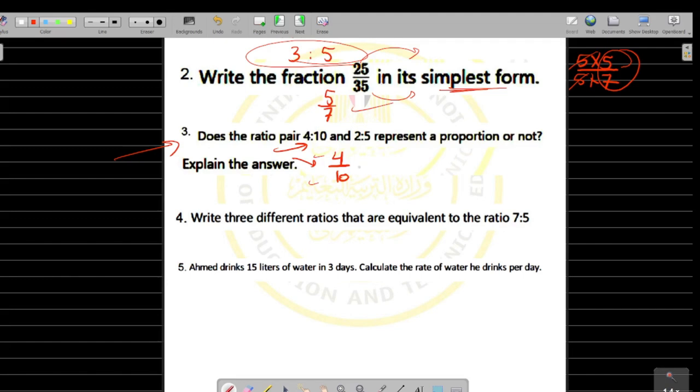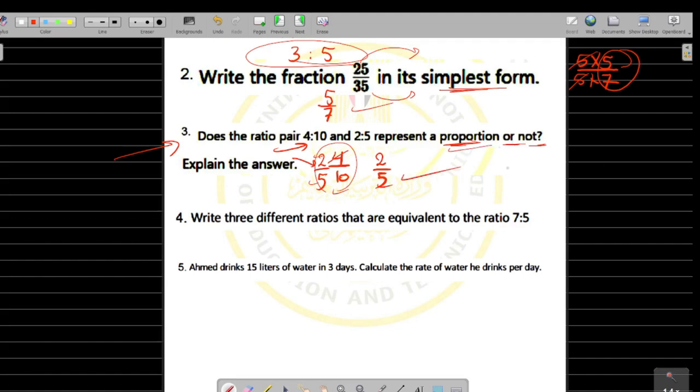Are these ratios a proportion or not? Here we have 4 divided by 10 and 2 divided by 5. First we have to put the first ratio in the simplest form. Divide by 2, it becomes 2, and 10 divided by 2 equals 5. So are they the same or not the same? This is the first step. It's easy, so it's a proportion.